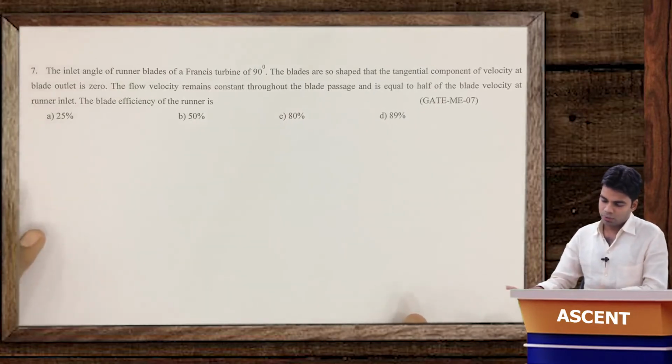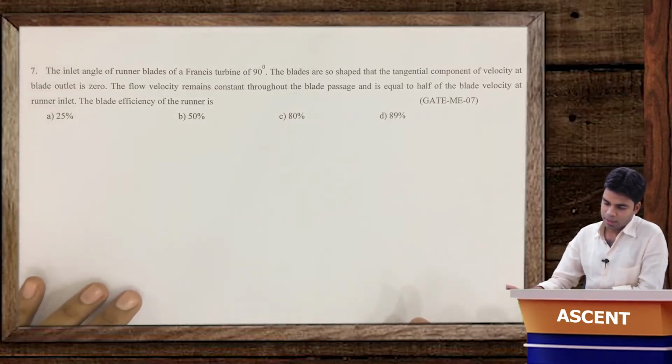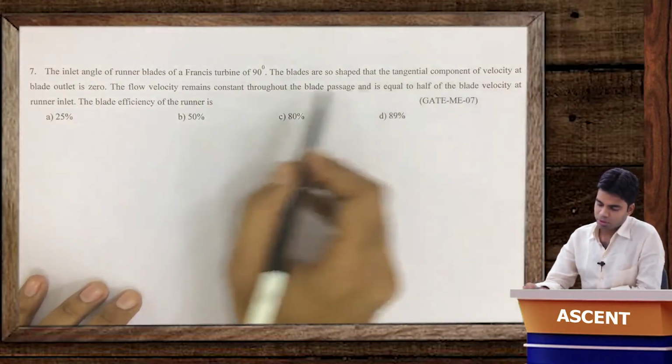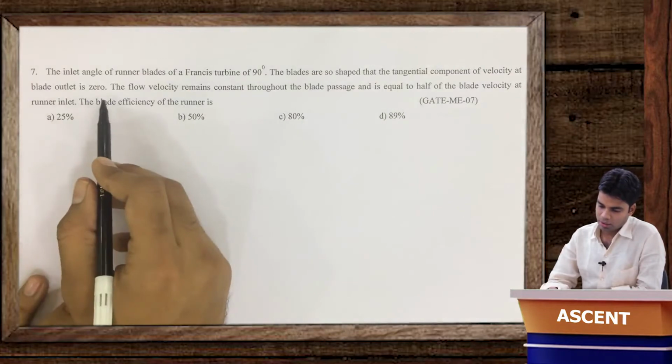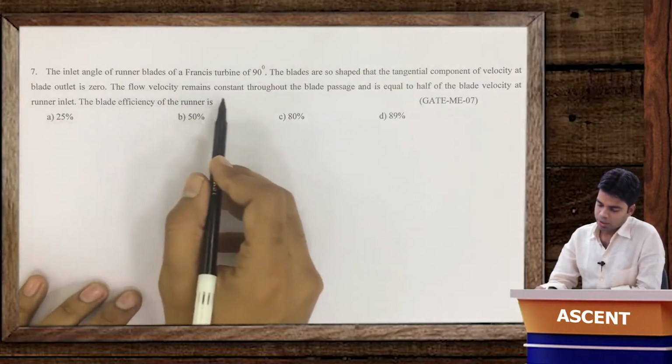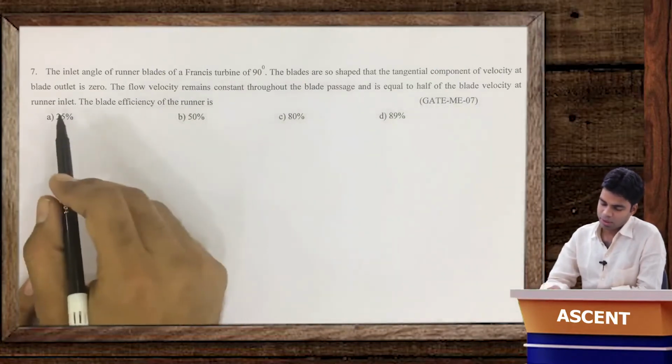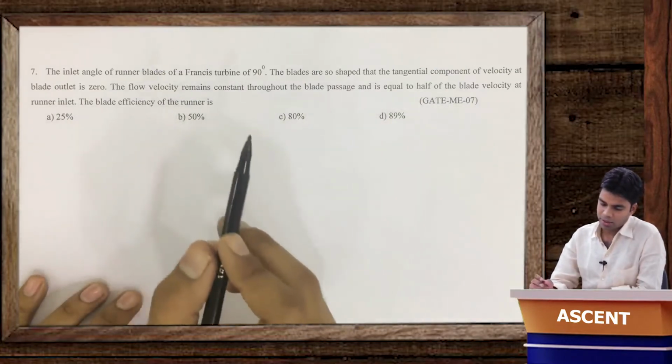The inlet angle of runner blades of a Francis turbine is 90 degree. The blades are so shaped that the tangential component of velocity at blade outlet is 0. The flow velocity remains constant throughout the blade passage and is equal to half of the blade velocity at runner inlet. The blade efficiency is.